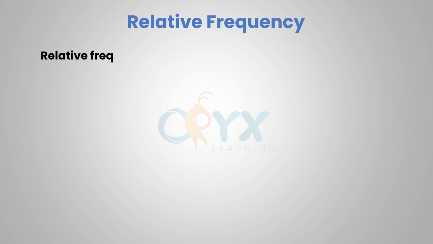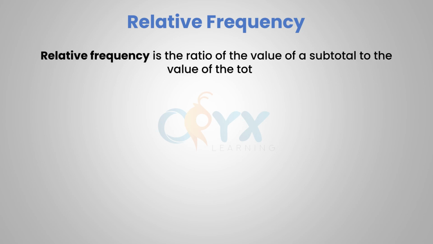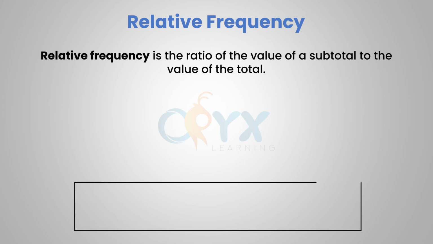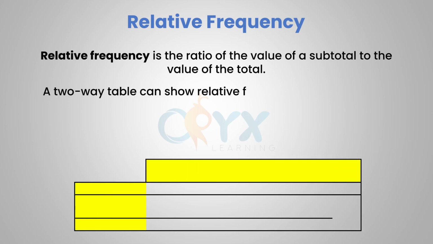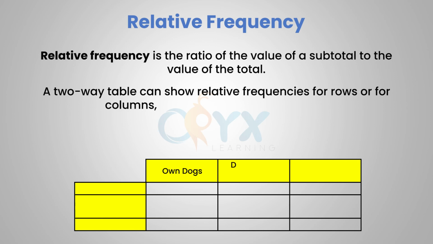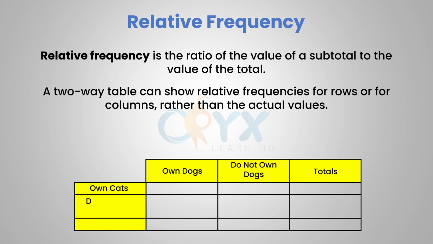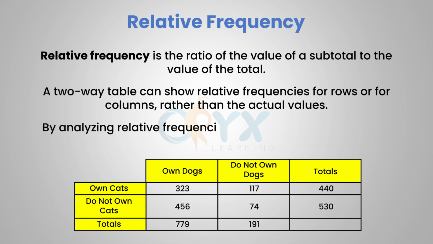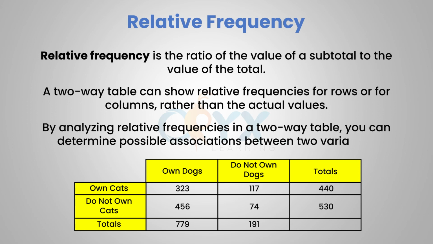Let's review. Relative frequency is the ratio of the value of a subtotal to the value of the total. A two-way table can show relative frequencies for rows or for columns rather than the actual values, and we can see this displayed in the table below. By analyzing relative frequencies in a two-way table, you can determine possible associations between two variables.